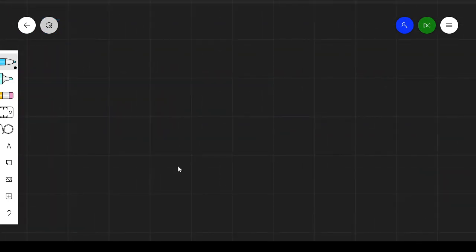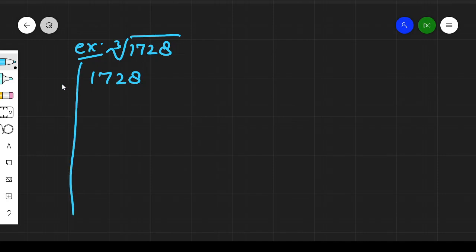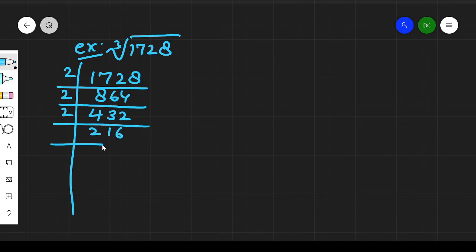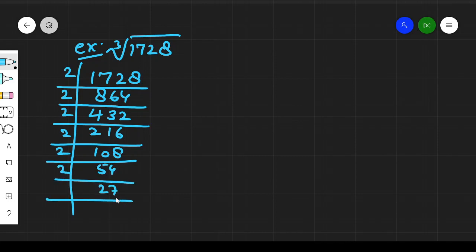Let us take one more example from your books only. 1728, we have to find the cube root of 1728, that is we have to solve this. Okay. So, 1728, find the prime factorization of this. 2 8s are 16, 2 6s are 12, 2 4s are 8, 2 4s are 8, 2 3s are 6, 2 2s are 4, 2 2s are 4, 2 1s are 2, 2 6s are 12, 2 1s are 2 and 2 8s are 16, 2 5s are 10, 2 4s are 8. Now, 27 we will get, 3 9s are 27, 3 3s are 9 and 3 1s are 3.